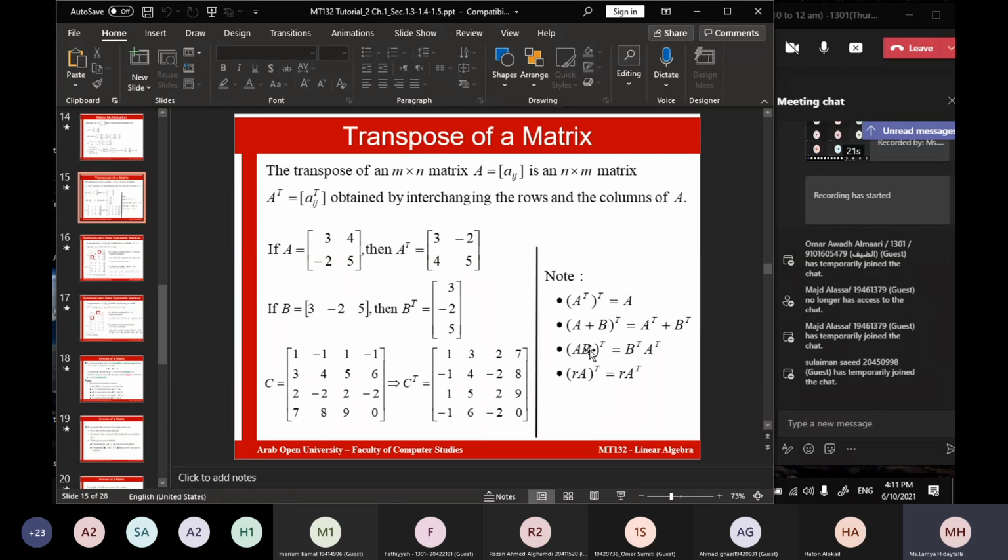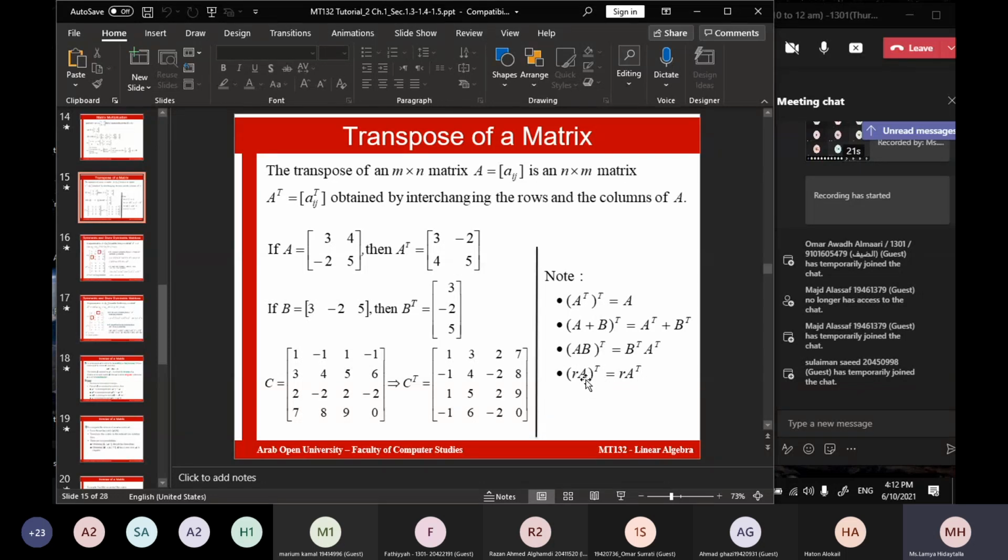And also A times B, the whole transpose, is equal to B transpose times A transpose. You switch the order. It's not A transpose times B transpose. Okay, this is very important.